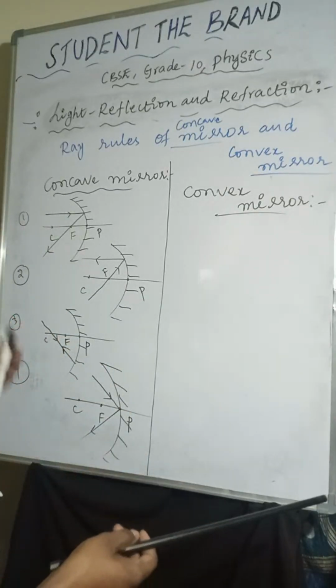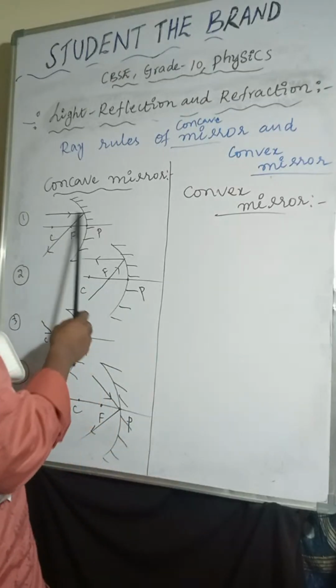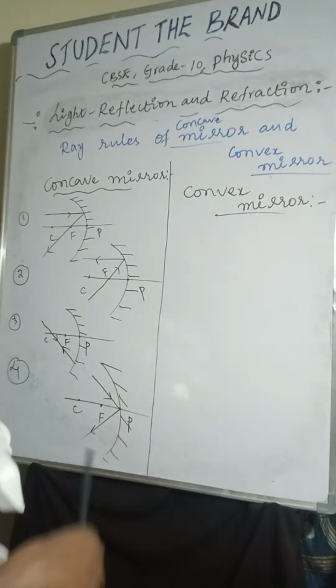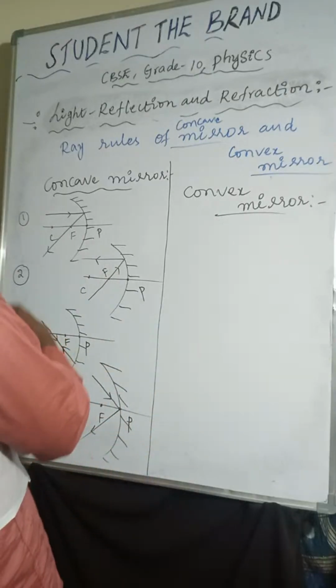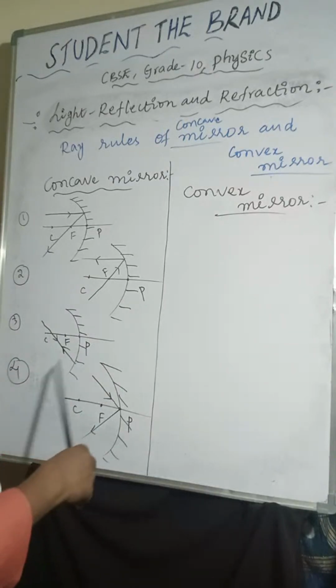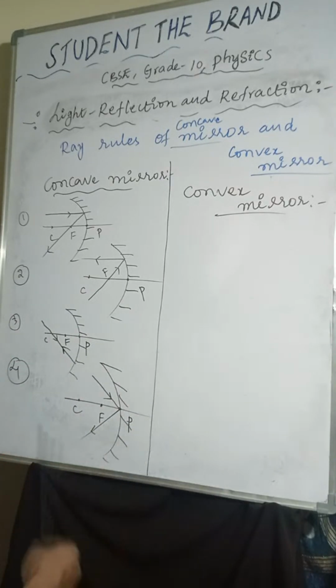When a light ray comes from infinity, after reflection it passes through the focus. A light ray passing through the focus, after reflection, moves towards infinity. A light ray passing through the center of curvature retraces its original path. A light ray incident at the pole reflects back.